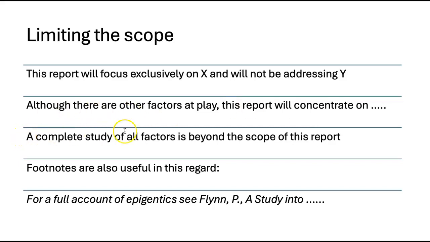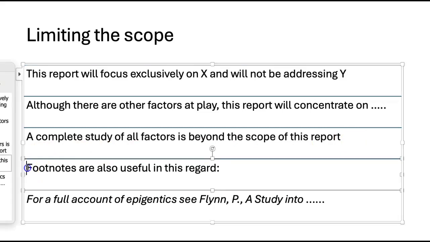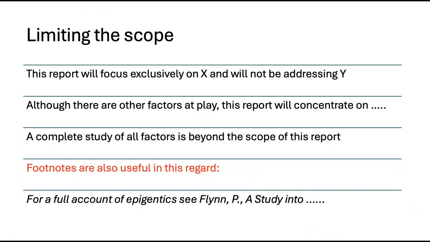Another phrase you could use is a complete study of all the factors is beyond the scope of this report, and therefore. And I also think it's very important to say that footnotes can be very useful at limiting the scope of the report. And I'll show you how to do that. So say, for instance, you'd say, for a full account of epigenetics, see Flynn P., a study into epigenetics. Now, you could put that into your footnote, and then what you're showing the reader is you don't have time to go into that level of difficulty, but you give them a place to go if they wanted to check your facts or if they wanted to go into greater detail than you're able to.